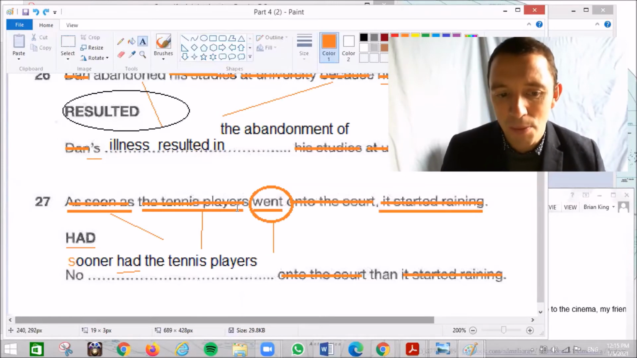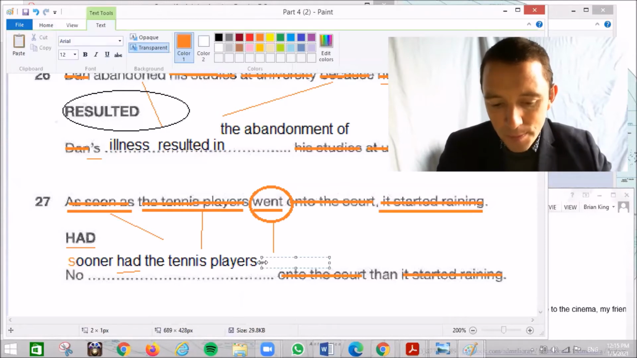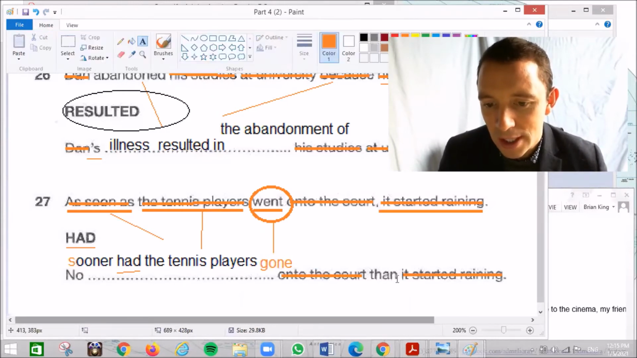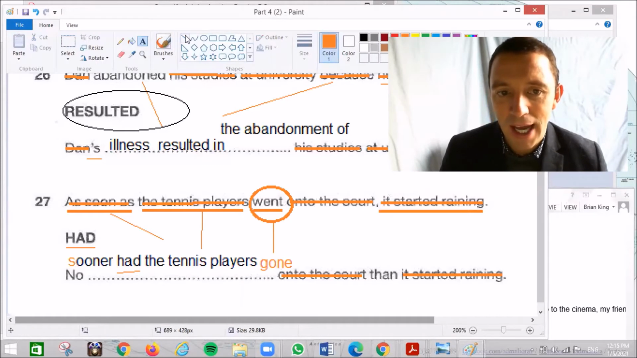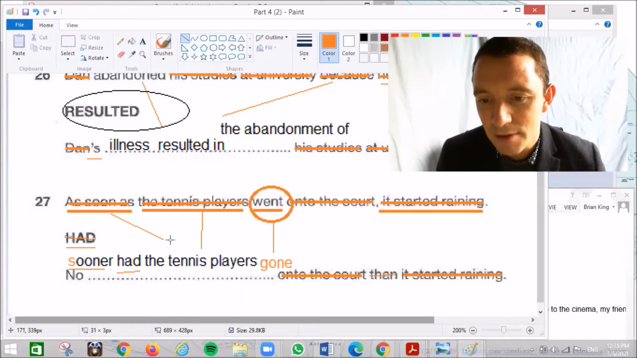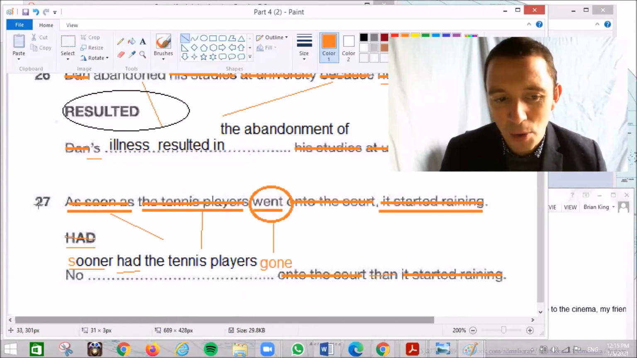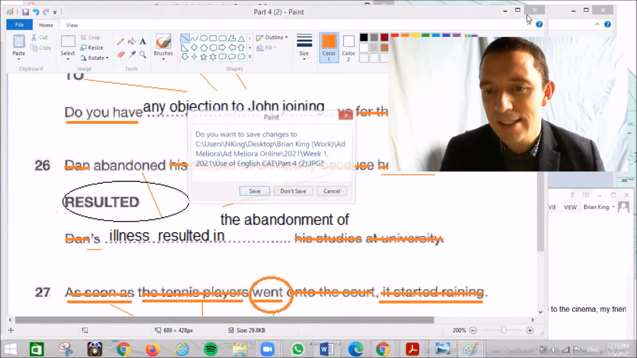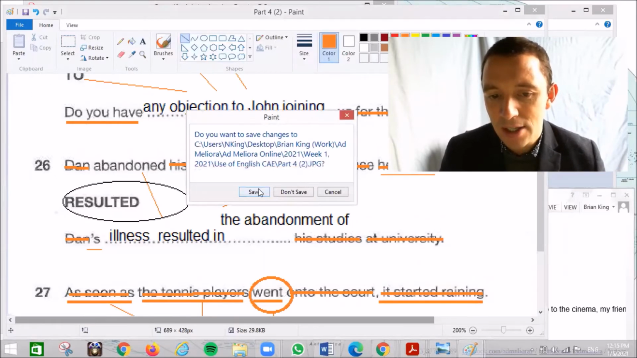Okay, so no sooner had the players gone onto the court than, okay, and sooner, this is the structure. So sooner is connected also with than. So that's the substitution for had. Okay, a little difficult for sure. Very, very difficult. 27, I think, is the most difficult so far. Okay, so that is the third one.